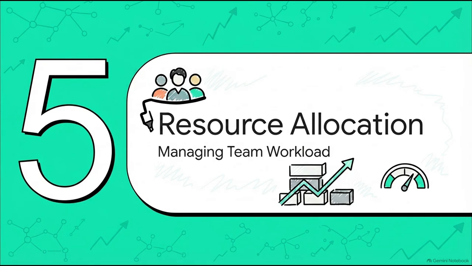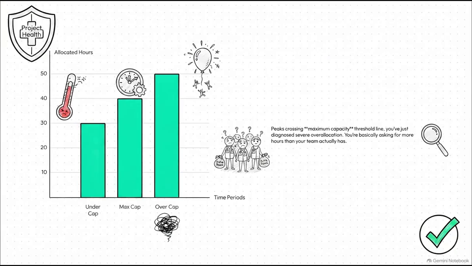Let's move to Section 5, Managing Resource Allocation, to see how we diagnose the workload placed on the team itself. Your team's burnout rate is an incredibly critical vital sign. A resource histogram plots allocated hours against project time periods. If you have peaks crossing that maximum capacity threshold line, you've just diagnosed severe overallocation. You're basically asking for more hours than your team actually has.